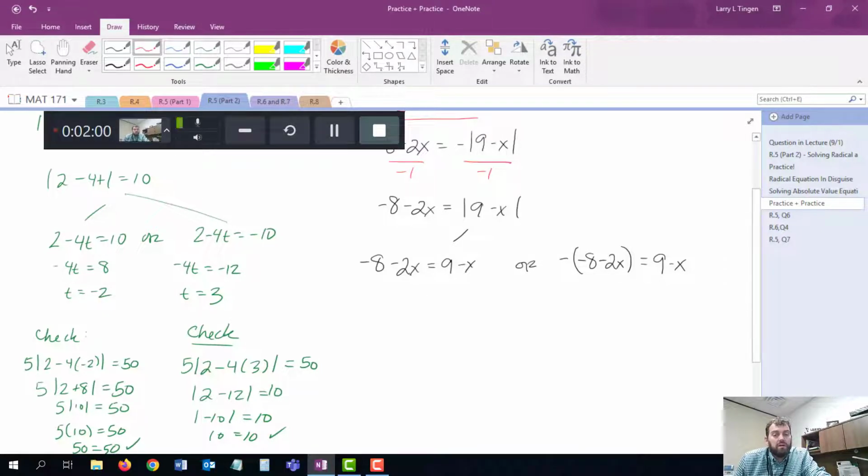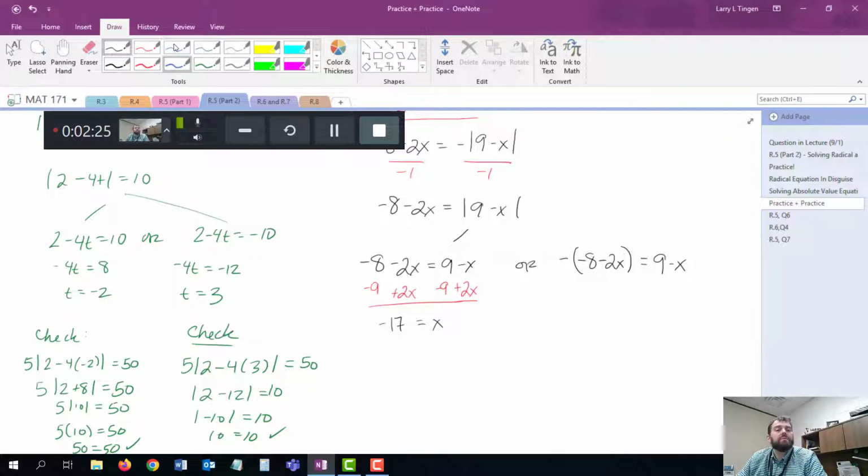Let's do some work here. Everything with an x is going to the right. Everything without is going to the left. Subtract the 9. Add the 2x. -8 minus 9 more is -17. -2x plus 2x is 0. 9 minus 9 is 0. X plus 2x leaves me x. So that one's done. X is equal to -17.